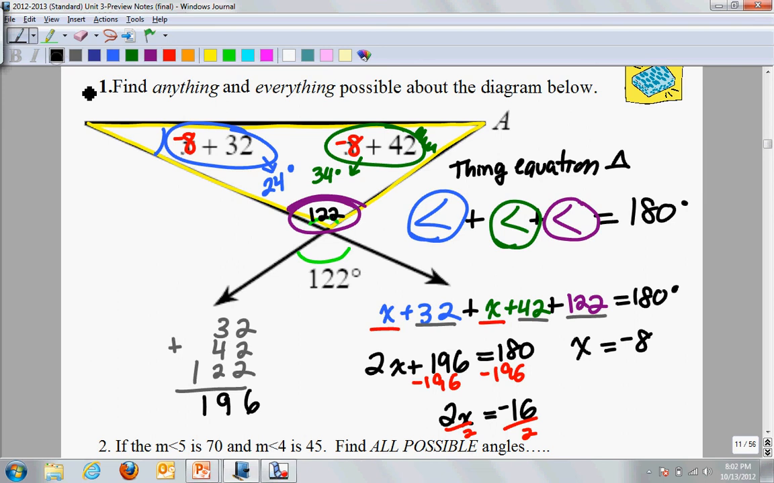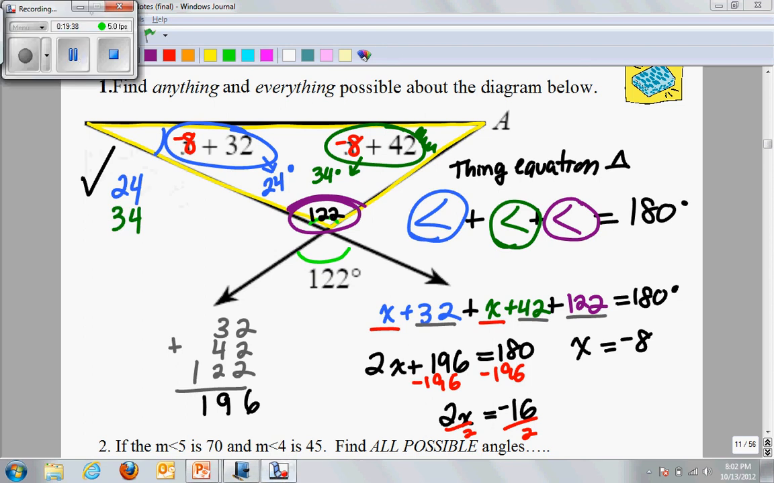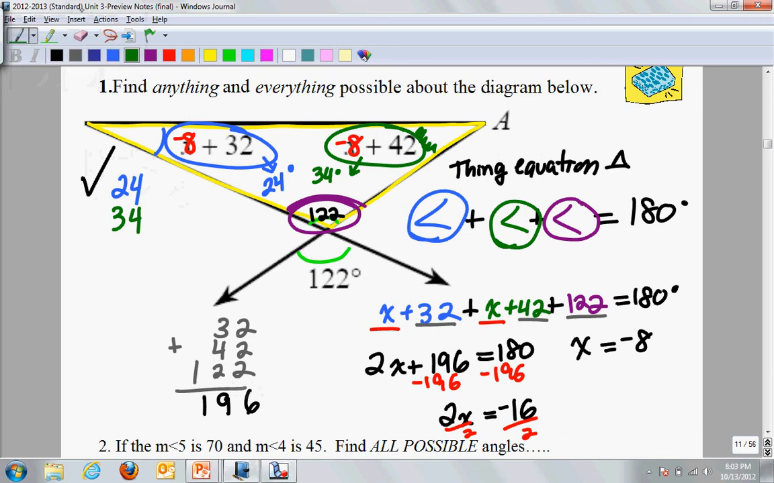Now, what's really nice is this is really easy to check. Let's check here. We're going to do 24 plus 34 plus the 122. 4 plus 4 is 8, plus 2 is 10, carry the 1. 2 plus 3 is 5, plus 1 more is 6, 7, 8, and there you go. You know it adds up to 180.